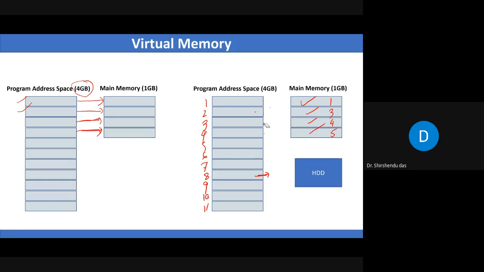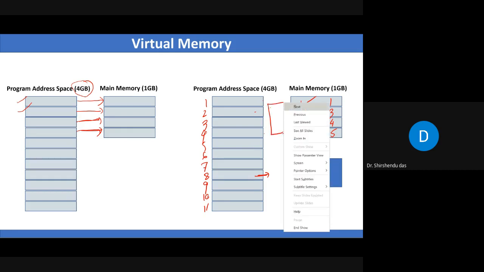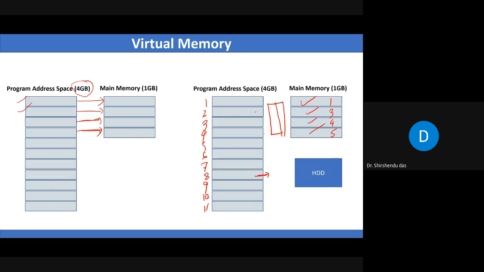Just 1 minute. I don't want to confuse you. Virtual page 1 is mapping to physical page 1. Virtual page 3 is mapping to physical page 2. Virtual page 4 is mapping to physical page 3, and virtual page 5 is mapping to physical page 4, right? This is what I have written.